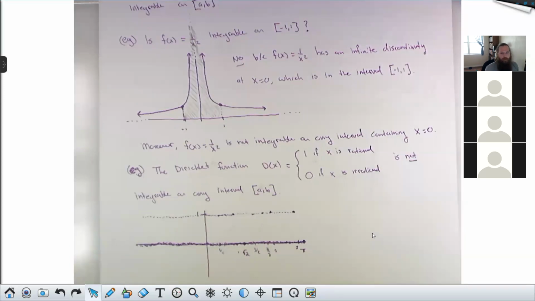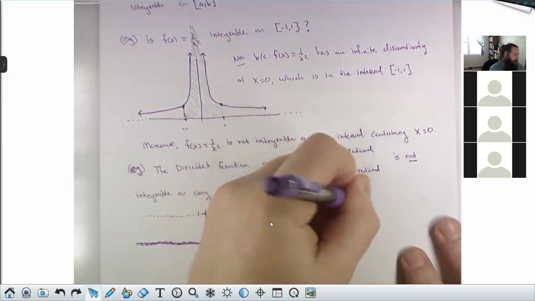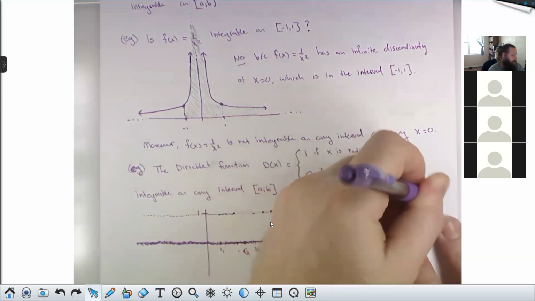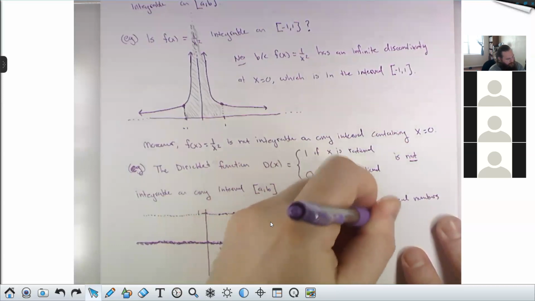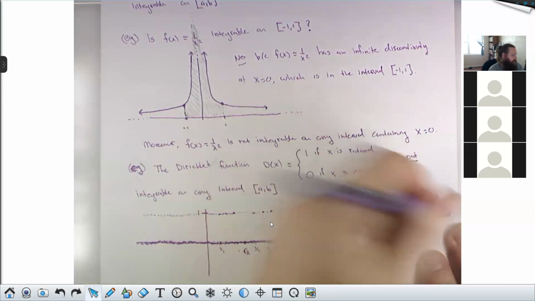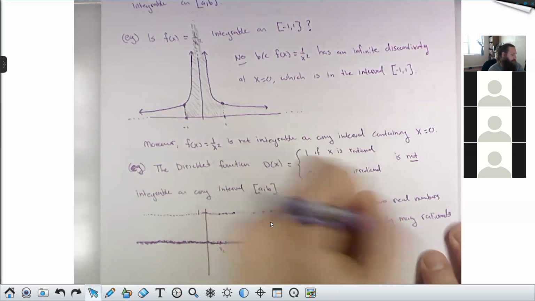However, between any two real numbers, take your two favorite real numbers, say 0 to 2. Between any two real numbers, there are infinitely many irrationals and infinitely many rationals. So between any two real numbers, there are infinitely many rationals and infinitely many irrationals.